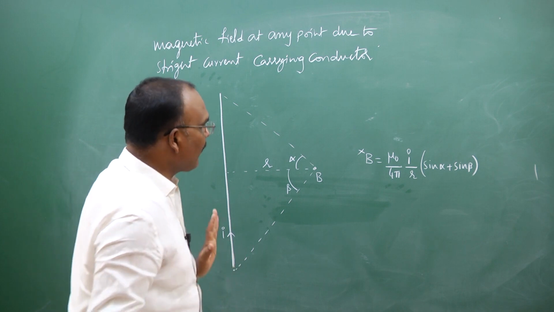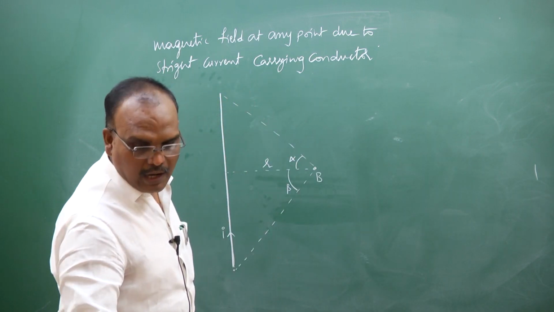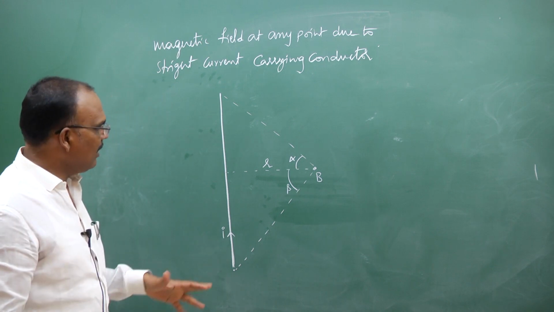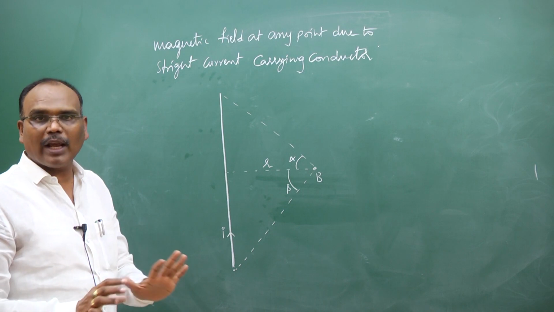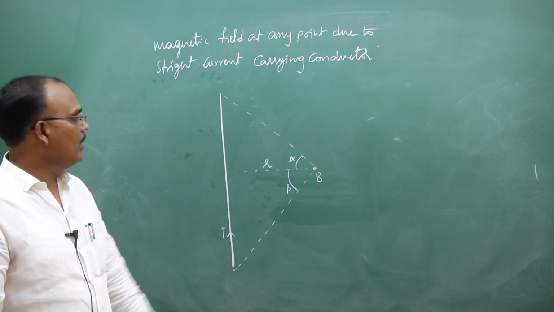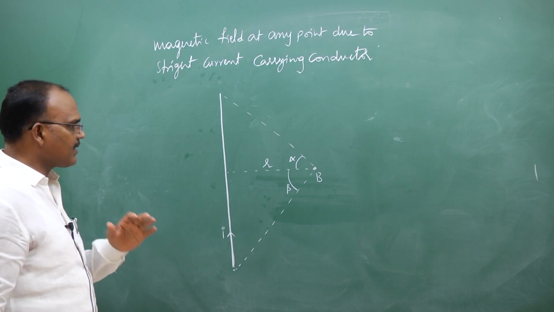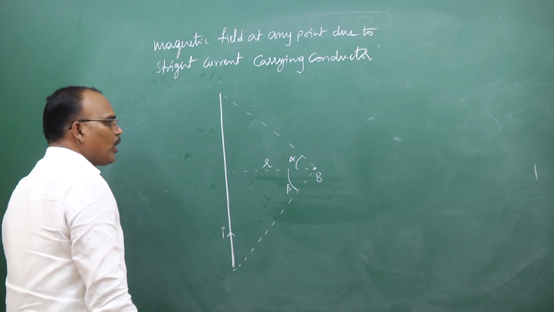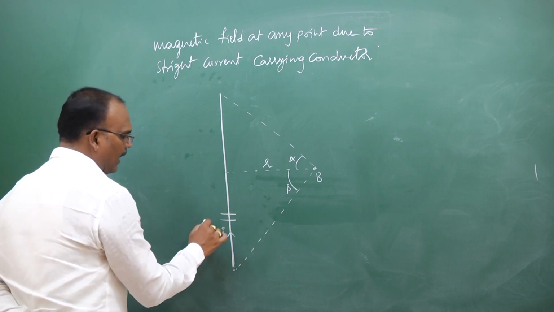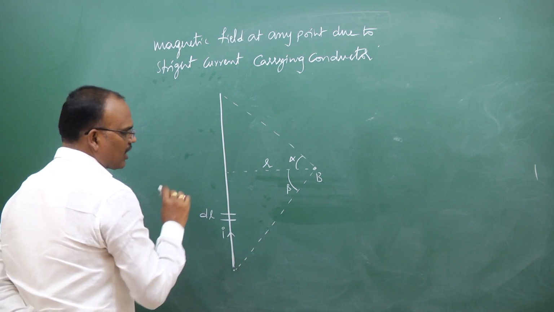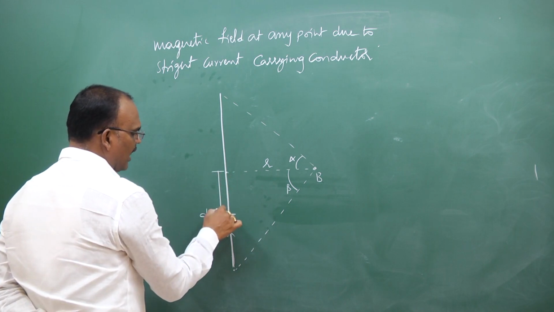See, observe very carefully. We know only Biot-Savart Law, so we should derive the magnetic field at this point due to this conductor by using Biot-Savart Law only. Here some crucial things are there, just understand very carefully. Biot-Savart Law explains only for an elemental portion of the conductor. That elemental portion is dL, which is at a distance from this point to here.